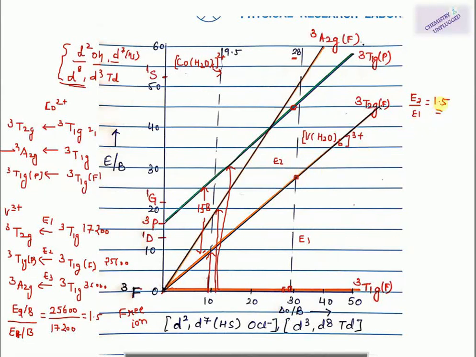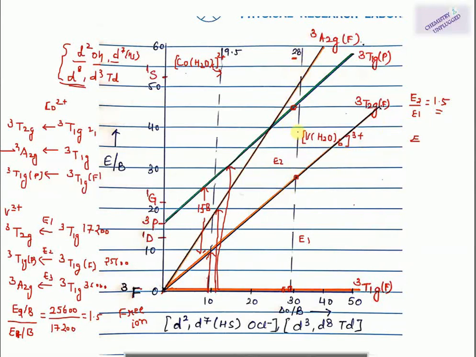At this point of the graph, where I have denoted it by this dashed line, the ratio of E2 upon E1 is equal to 1.5. If you calculate this ratio at any other point, you will not get the value of 1.5. So at the value of del naught upon B equal to 28, this ratio is equal to 1.5. Now we know the point at which this ratio is equal to 1.5.